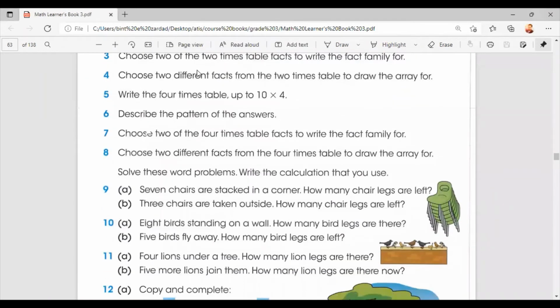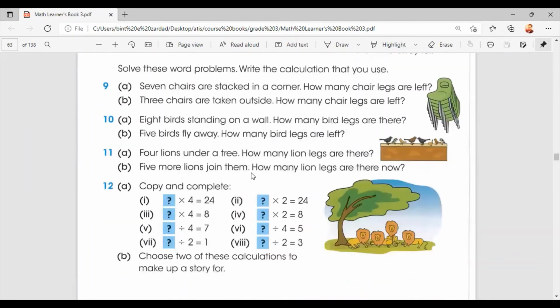The 4 times table: 4 1 times 4, 4 2 times 8, 4 3 times 12, 4 4 times 16, 4 5 times 20, 4 6 times 24, 4 7 times 28, 4 multiplied by 8 is 32, 4 multiplied by 9 is 36, 4 multiplied by 10 is 40, 4 multiplied by 11 is 44, and 4 multiplied by 12 is 48. No need to solve questions 7 until 8. Solve these word problems. From here the questions start.